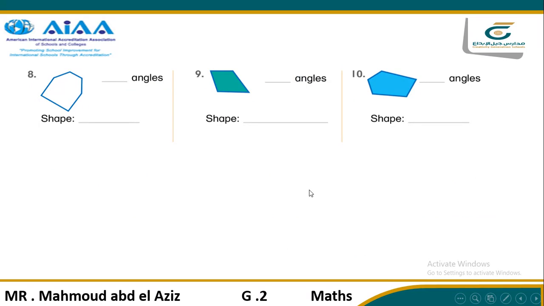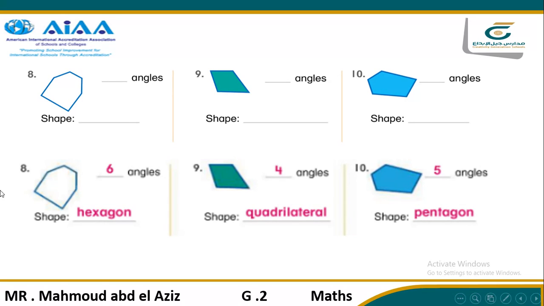Another question. Here, how many angles? Let's count them. That's 1, 2, 3, 4, 5, and 6. Excellent. So we have here 6 angles. So it's hexagon. Another shape here. How many angles? You can see it's 4 angles. Excellent. So 4 angles. What's the name of the shape? Quadrilateral. Excellent. Another shape here. How many angles? 1, 2, 3, 4, and 5. So it's pentagon. Excellent. So with 5 angles, the name of the shape is pentagon.